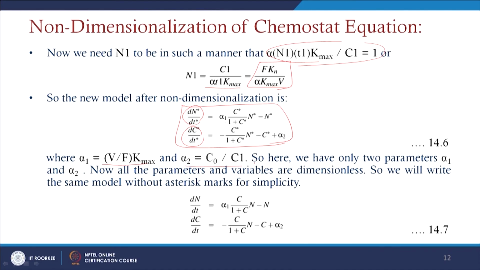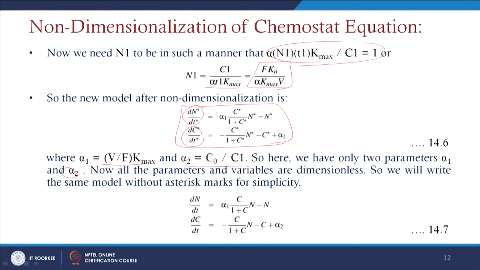So, here we will have only 2 parameters, alpha 1 and alpha 2. Now, all the parameters and variables are dimensionless, so we can easily obtain the solution. We will write the same model without the stars, since for n star or any of these parameters we can just put n there. So, we can replace star n with n and C star with C here. Then this model will be reduced to the form dn by dt equals alpha 1 C by 1 plus C into n minus n, and dc by dt is represented as minus C by 1 plus C into n minus C plus alpha 2.